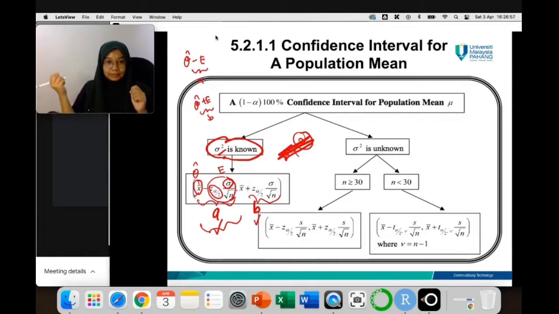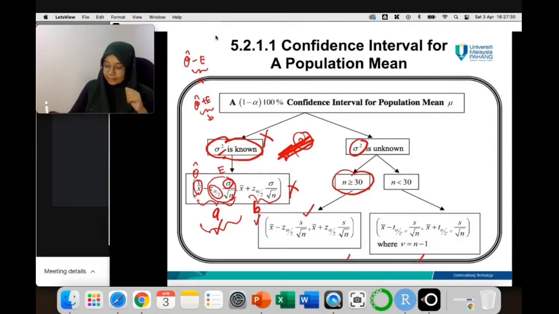So that's it. You need to know which condition you want to use, which formula you want to use. Okay, let's say now in the case study or in the question, they did not give you the value of sigma square or sigma. You cannot use this formula. You have to use either this one or this one. So, nak guna yang mana satu? Look at the sample size. If the sample size is greater than or equal to 30, use this formula. If the sample size is less than 30, use the third formula.